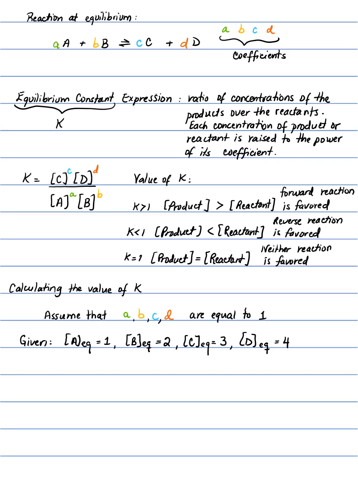So I'm giving you numbers. Concentration at equilibrium for A is equal to 1, for B it's equal to 2, your product C is equal to 3, and your product D is equal to 4. Assuming that all coefficients are equal to 1, calculate how much is the value of your equilibrium constant.